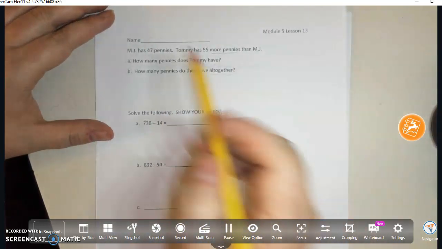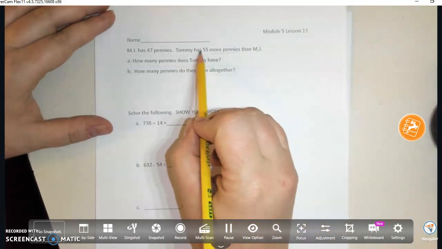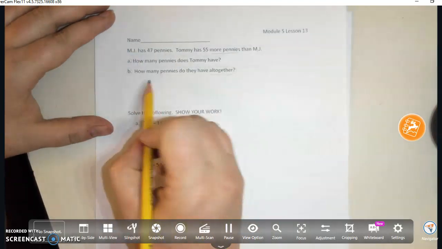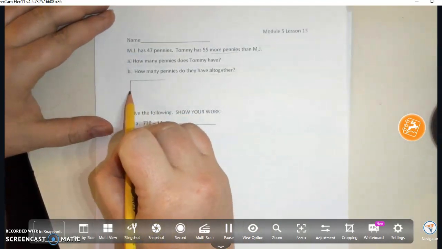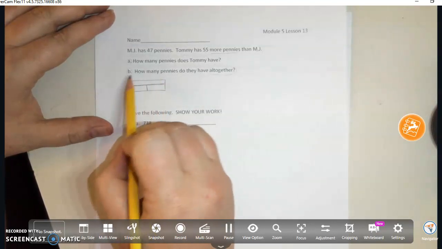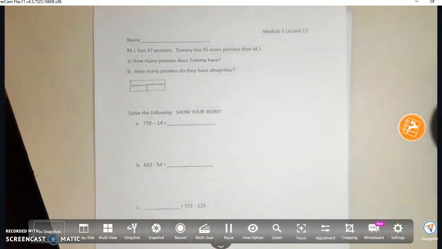Okay, how many does Tommy have is my first thing that I need to fix. Tommy has 55 more than MJ, and MJ has 47. So if I draw out my diagram, I have to figure out, for A, where Tommy goes and where MJ goes. If you're doing this at home, draw that out, see if you can figure it out before me.